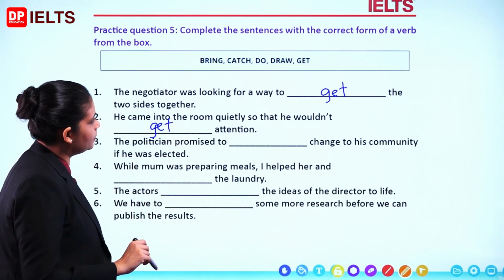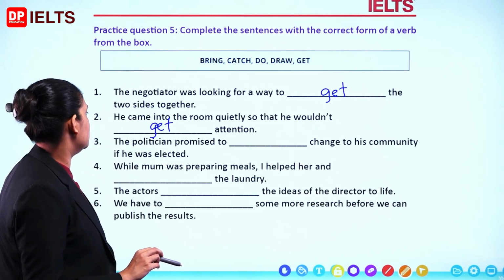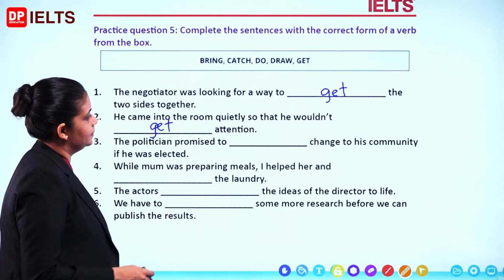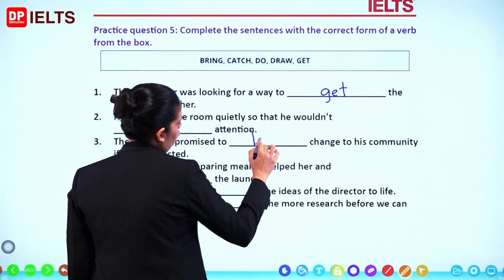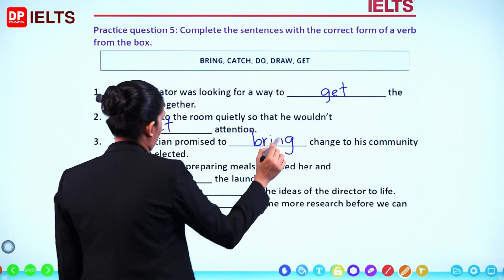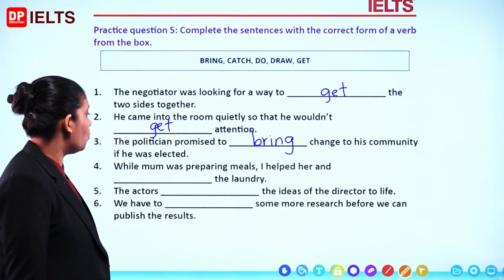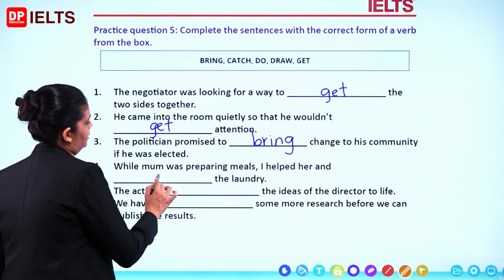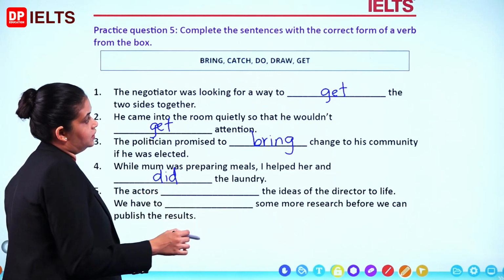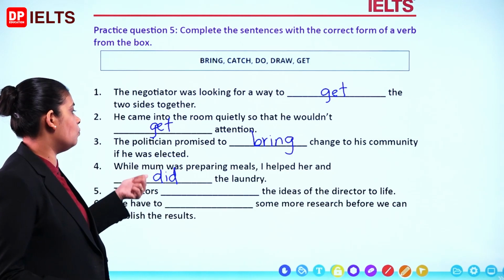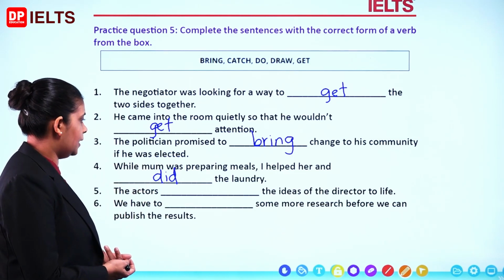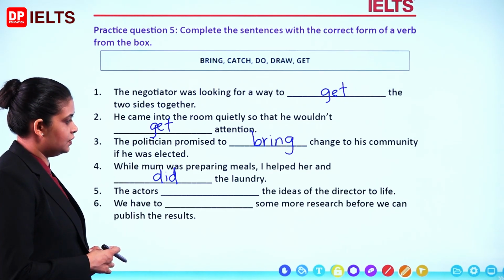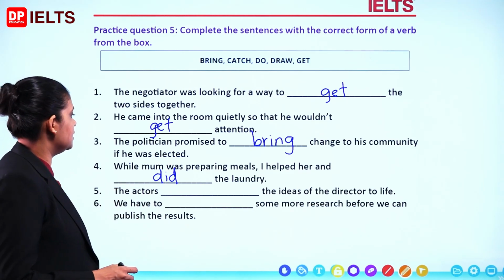The politician promised to change his community if he was elected. The politician promised to what? Bring change to his community if he was elected. While Mum was preparing meals, I helped her and did the laundry. So you have to think about the tense. You can't say do the laundry because while Mum was preparing, it was the past tense, okay? The actors blank the ideas of the director to life. The actors brought.